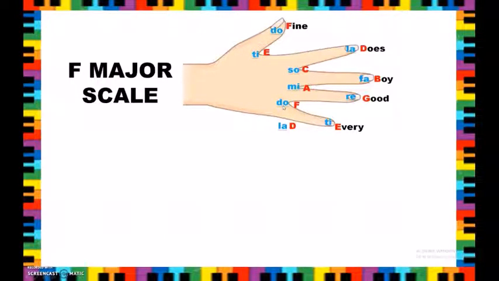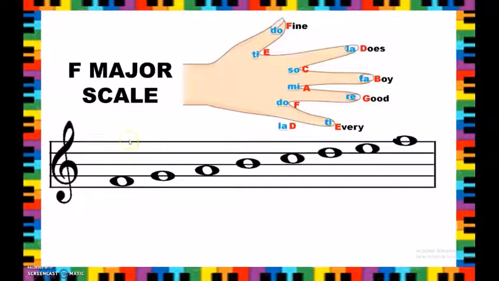And then G will become re. A will become mi. B will become fa. C will become so. D will become la. E will become ti. And F will become do. So, this is the staff.